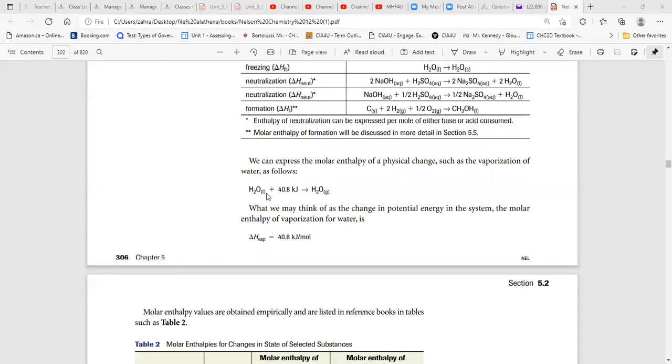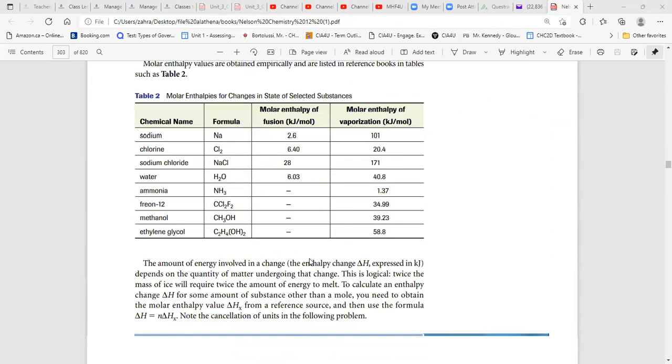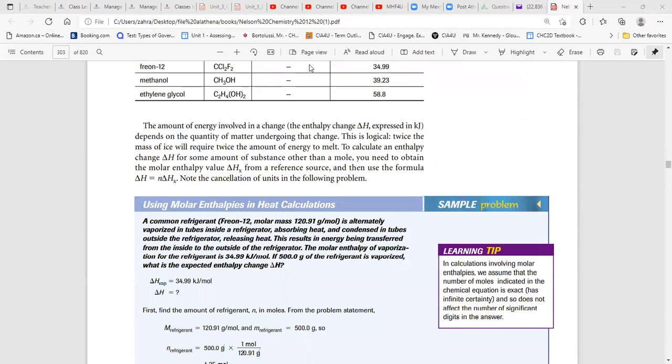Why do we say kilojoule per mole? Because 1 mole of that needs 40.8 kilojoule. This is just molar enthalpy. So just remember that the enthalpy of the system, delta H, is equal to N, the number of moles, multiplied by the molar enthalpy. Molar enthalpy is the energy released for 1 mole. If I want to find the energy released for N moles, I have to multiply by N, right?